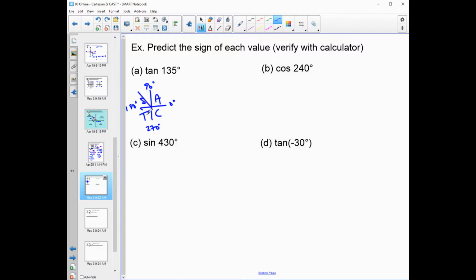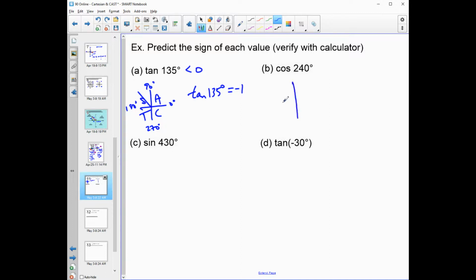135 degrees is over here in quadrant 2. In quadrant 2, sine is the only one that's positive, which means I predict that the tangent of 135 degrees is less than 0. And if I put that into my calculator, it of course is. I'm quite confident in this. It turns out the tangent of 135 degrees is equal to -1, which is a negative number.